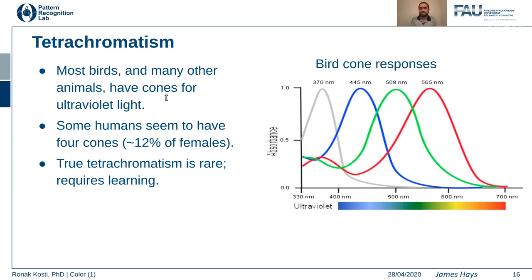And this is very interesting. Assuming that colorblind men pass this fourth cone cell onto their daughters, around 12% of the female population should be tetrachromats. But all of this is only analysis, because there is no strong evidence or strong way of learning this fourth perception of this fourth color, and therefore it's a bit of a sad thing.